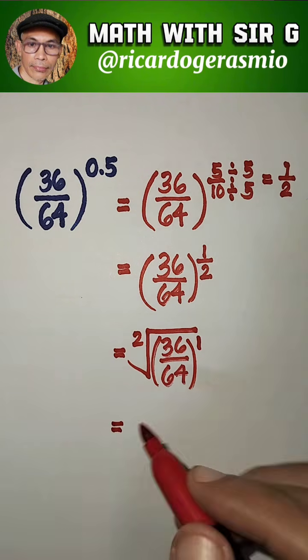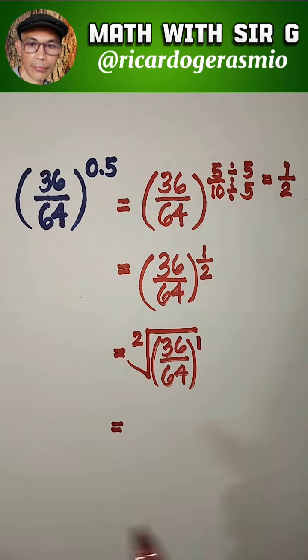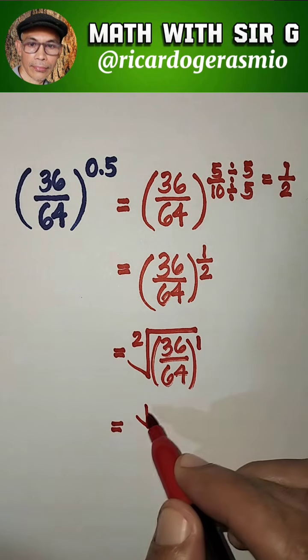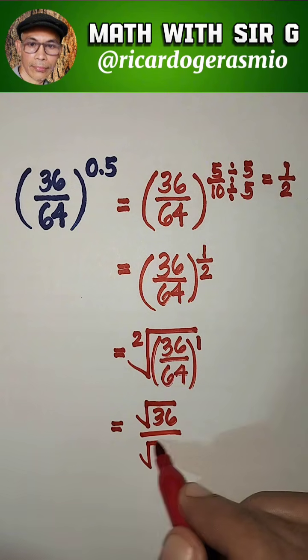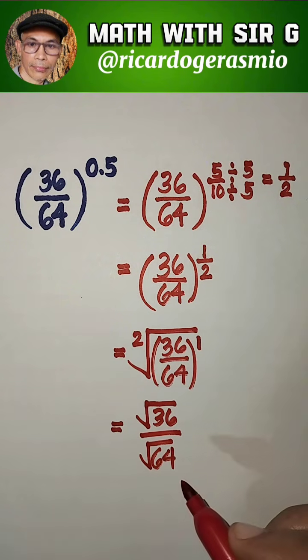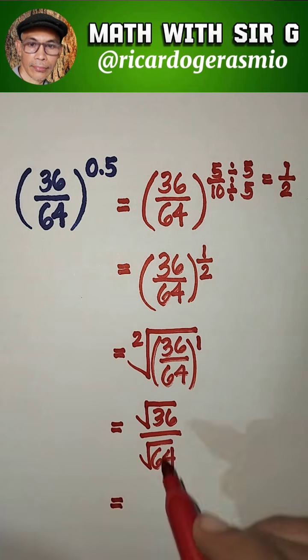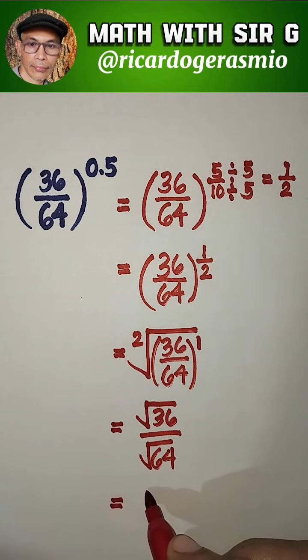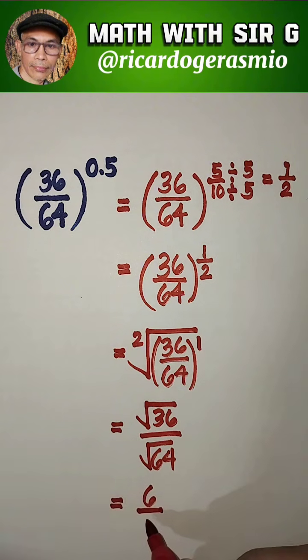So now we are going to find the square root of 36 over 64. So the square root of 36 over the square root of 64. Okay, guys. So the answer is the square root of 36 is simply 6. And then the square root of 64 is simply 8. So the answer, guys, is 6 over 8, or 6/8.